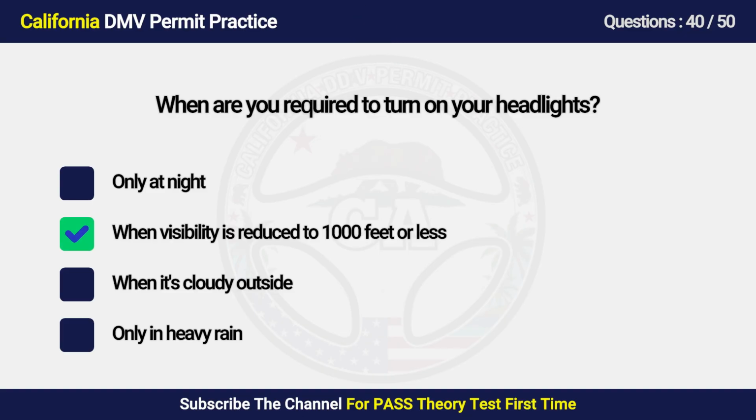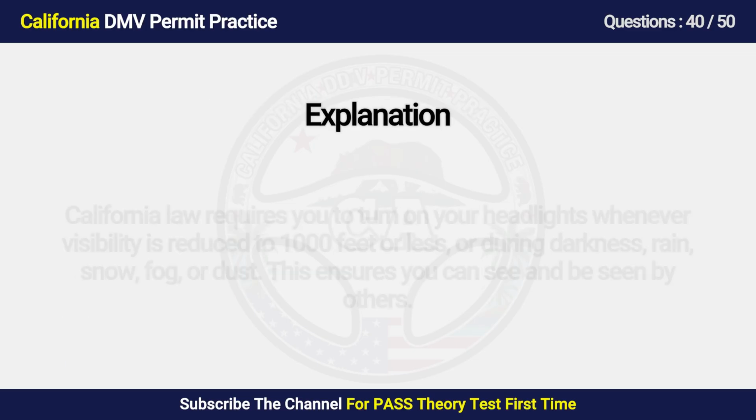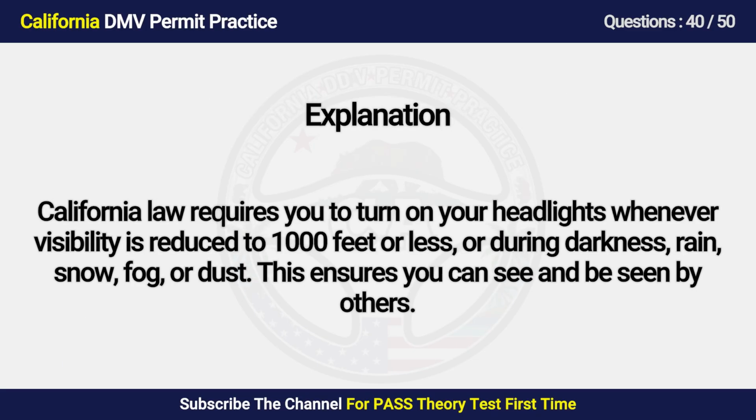Answer is B. When visibility is 1,000 feet or less. California law requires you to turn on your headlights whenever visibility is 1,000 feet or less, or during darkness, rain, snow, fog, or dust. This ensures you can see and be seen by others.